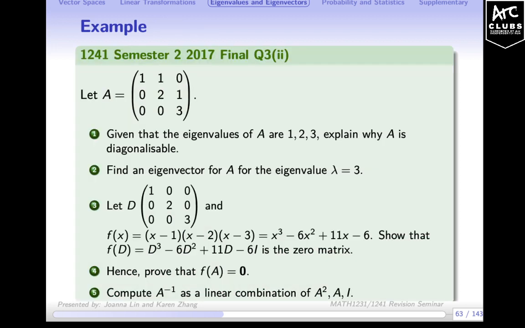Okay, so moving on to an example. This one is from the 1231 paper, so it's a little bit more theory involved, but I do think it is pretty interesting. You're given a matrix A. The first question says that given eigenvalues 1, 2, and 3, explain why A is diagonalizable.